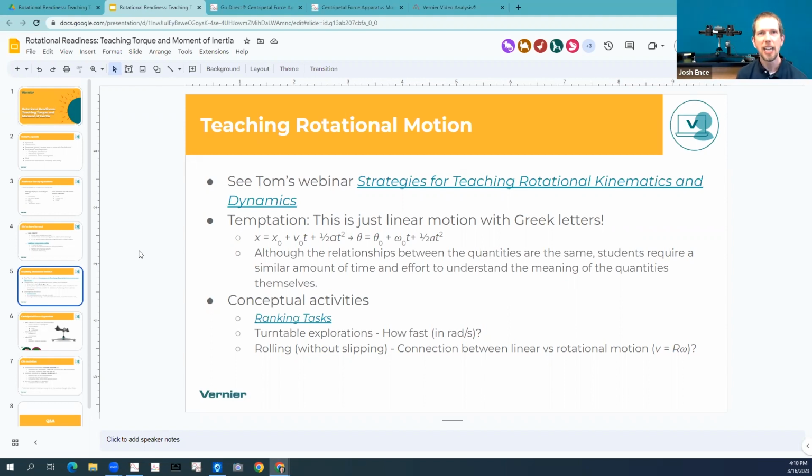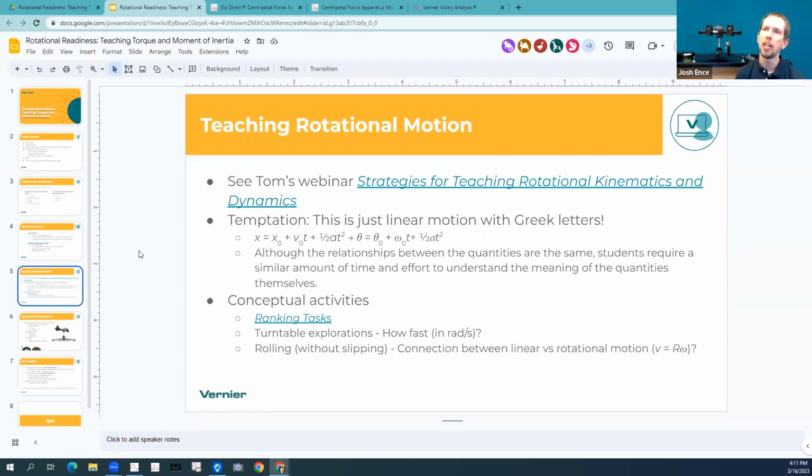So if you have an old turntable, or even a new turntable, they're great for talking about what theta means, what omega means, what alpha means, and how that compares to linear motion, where you might talk about a ball rolling down a ramp, or a car accelerating from a red light. A turntable is a good analogous situation, and it's easy to talk about what those quantities mean in the context of the particular turntable.